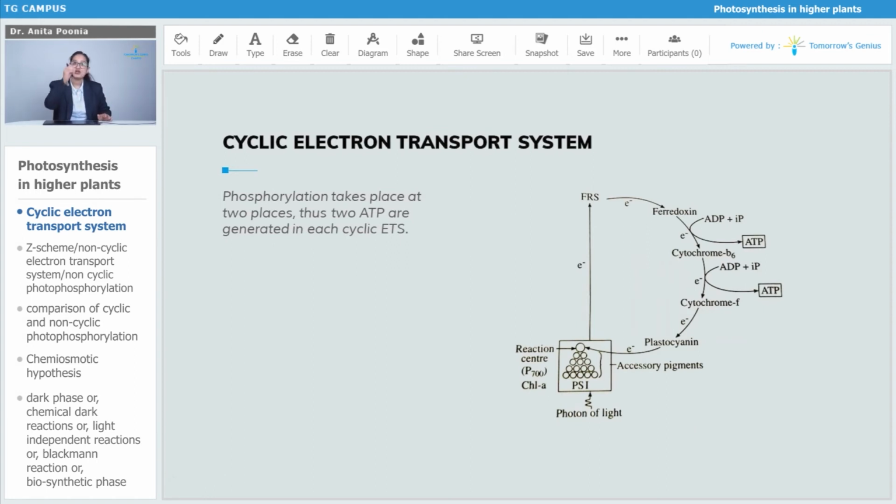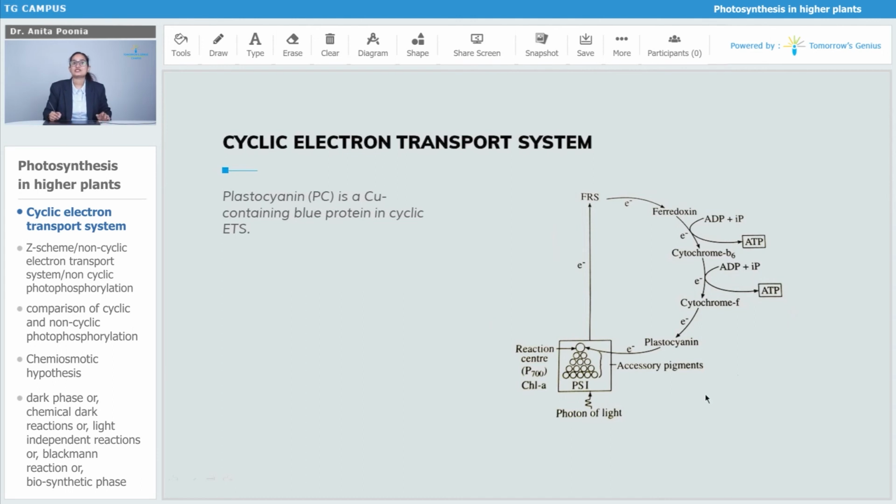Phosphorylation, basically. Phosphorylation takes place at two places. You have to remember. Thus, 2 ATPs are generated in each cyclic ETS. So, phosphorylation is taking place at two places, and as you can clearly see, at two places, the synthesis of ATP is taking place. NADPH2, that is the reducing power, is not formed in the cyclic process.